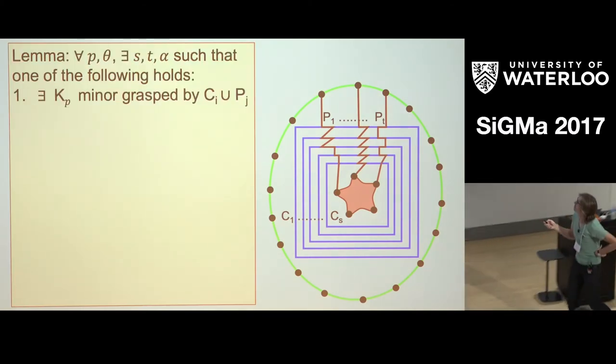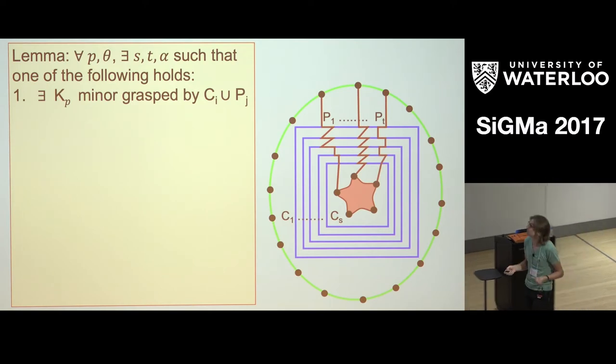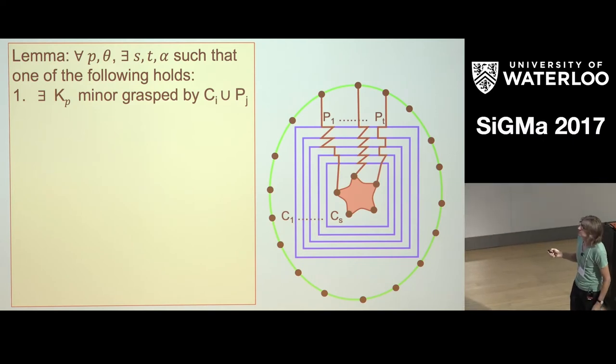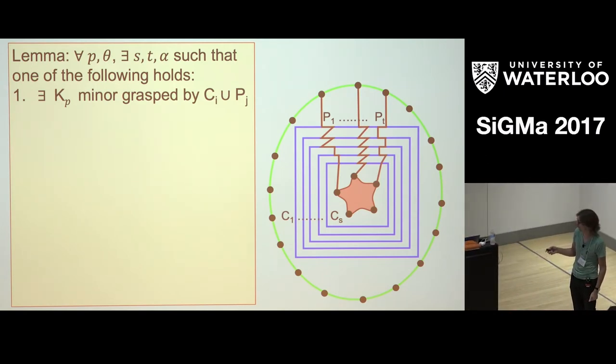Okay, so the lemma says that if I have this setup, the disk graph, a single vortex, the nest, the linkage orthogonal to the vortex, et cetera, then I can get one of the following outcomes. So the first is a clique minor, a big clique minor. Great. I mean, that's one of the things I'm happy with. I've already excluded this as a possibility in the main theorem.